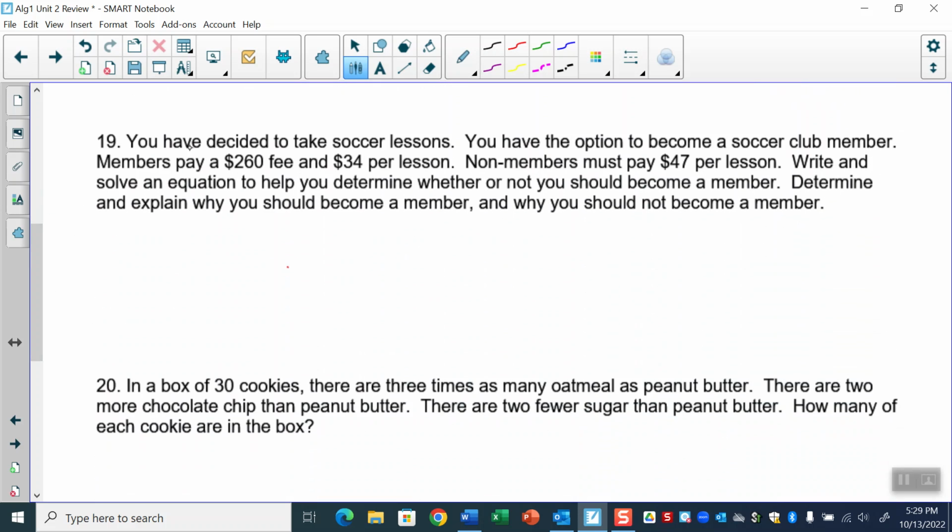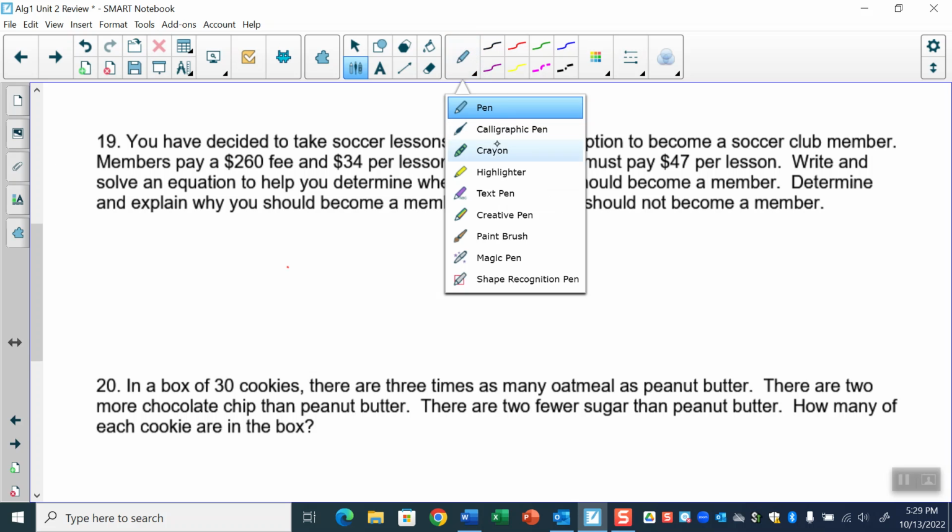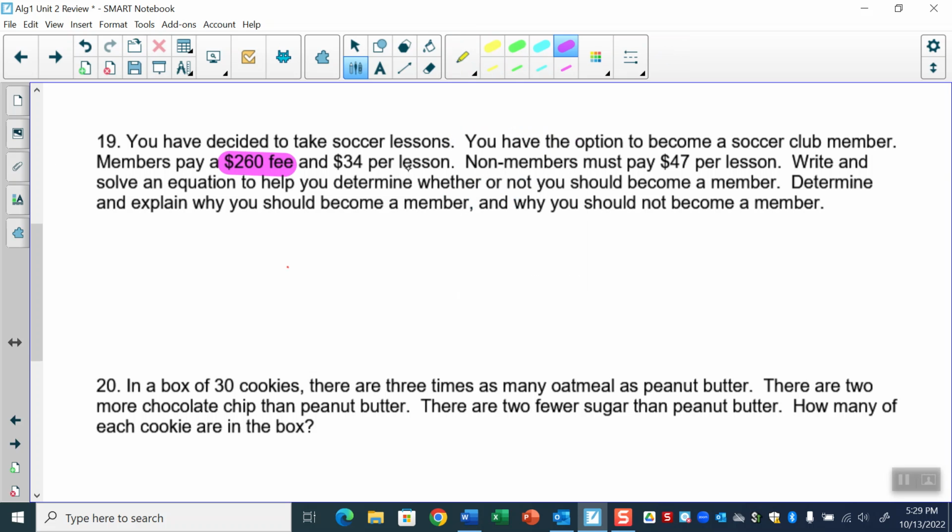Number 18, you're taking soccer lessons. And you've got 2 soccer clubs. You've got the old $260 fee up front, and then $34 per lesson. All right. So you can imagine what we're going to do, because we've done a couple like these with the gym memberships. And so that's for a member. All right. If you're a non-member, you pay $47 per lesson.